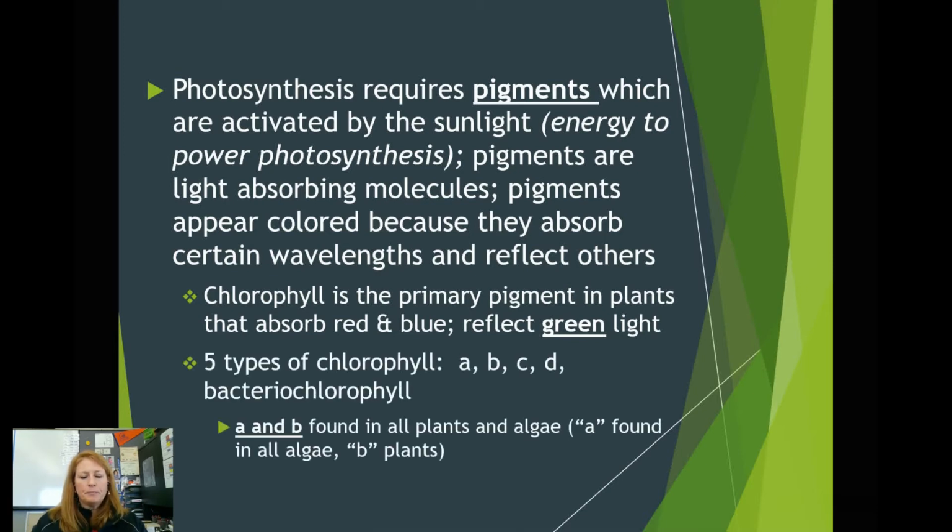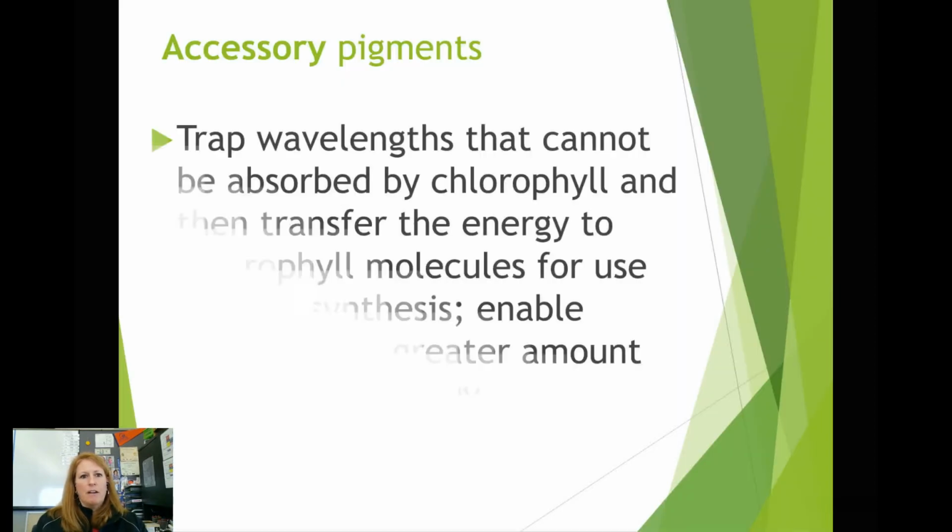If it appears red, then it's reflecting the red, and those are different names for those different pigments. So there are 5 types of chlorophyll. We have A, B, C, D, and bacterial chlorophyll. I mentioned that in the last lecture. So the two we're going to focus on are A and B. The difference between the two is chlorophyll A is found in all algae, and chlorophyll B is found in all plants. So that's how you can tell the difference. A and B are most of our plants in our area.